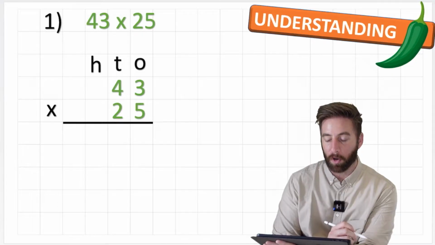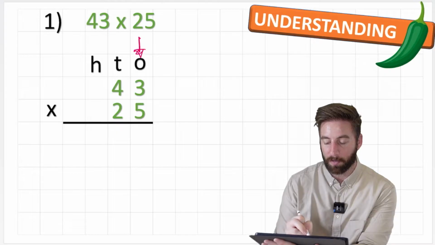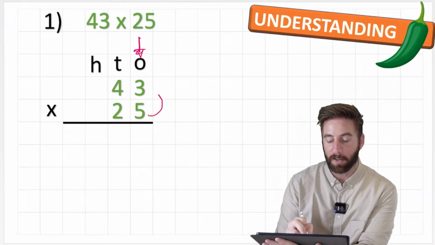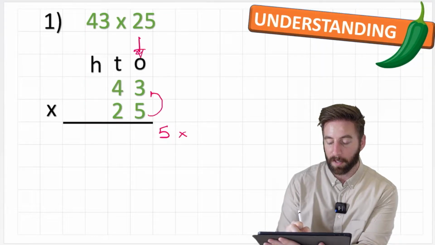Now, where do we start? Well, we always start with our smallest values. And in this question, we have a ones column. So ones will be our smallest value. So we're going to multiply our 5 times our 3 to start with. So my first question will be 5 times 3.